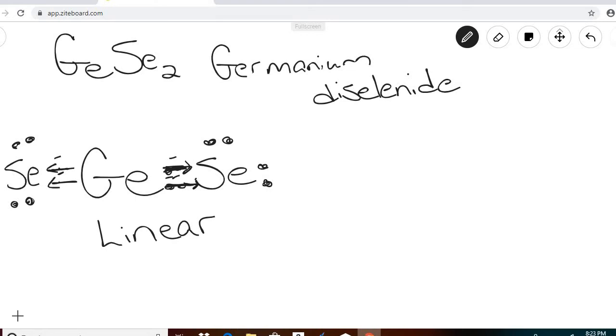But in terms of the stick figure, this is linear. And we would just keep it the way it is. So it's linear, and this would be a non-polar molecule.